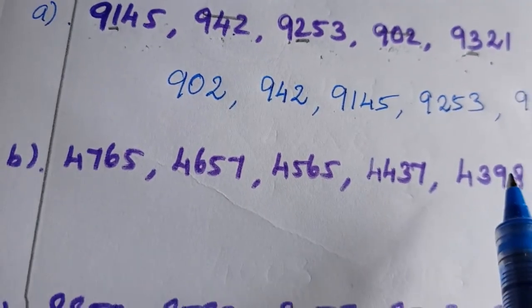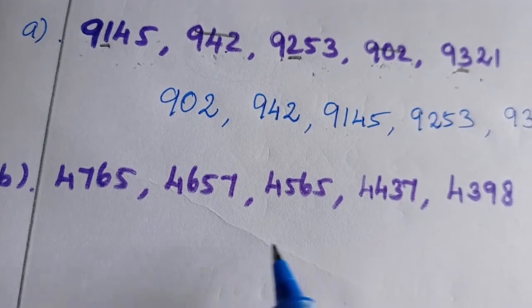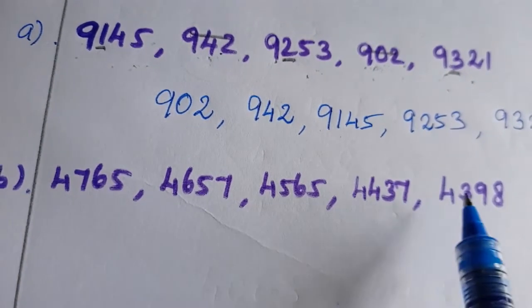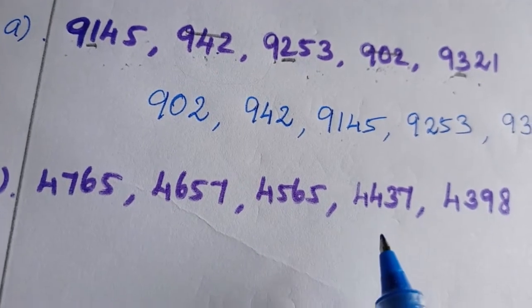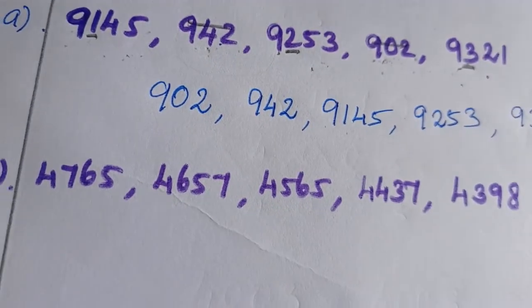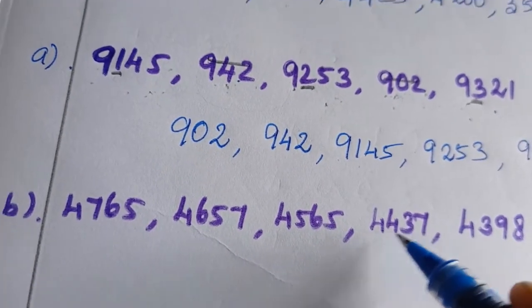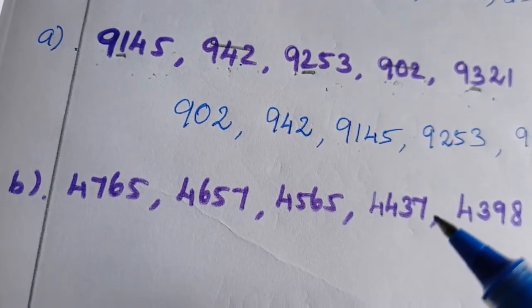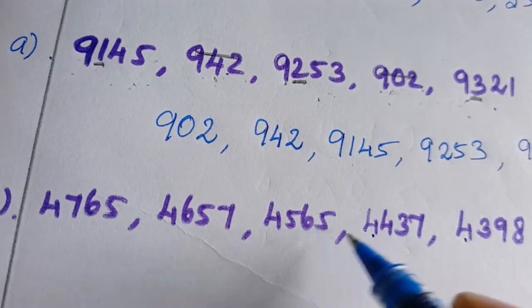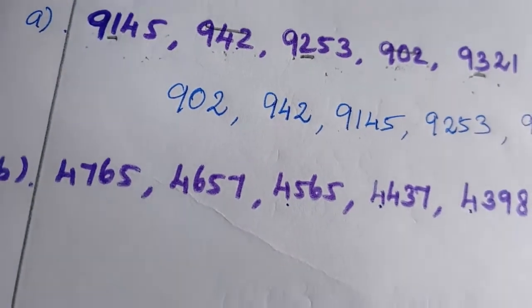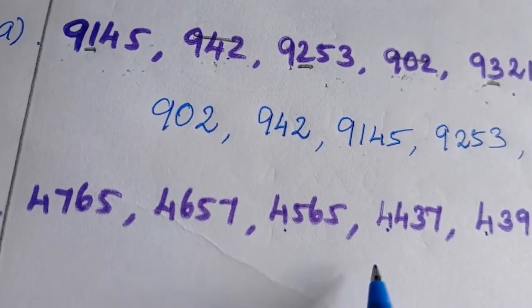Arrange the numbers in ascending order. That means small number to big number. Here all the numbers have 4 digit values. So check their highest place value. Here all the numbers, the highest place value is 1000. But the 1000 place value for all the numbers is the same, isn't it? Check here, this number has 4, this number 4 and this number, all the numbers, the 1000 place value is 4, isn't it? So check their 100 place values.